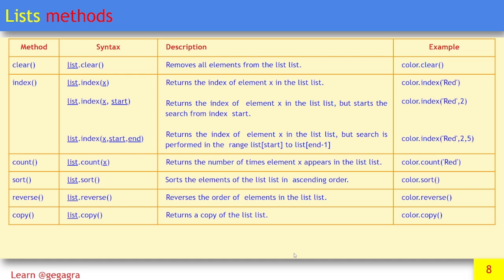Suppose I apply color dot count red, so it will return how many times the word or the color red appears in the list.